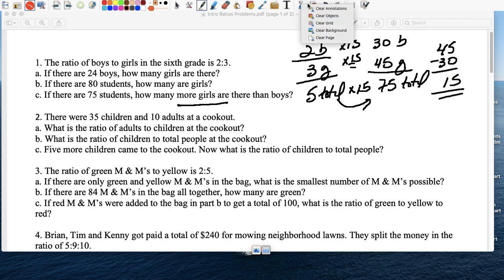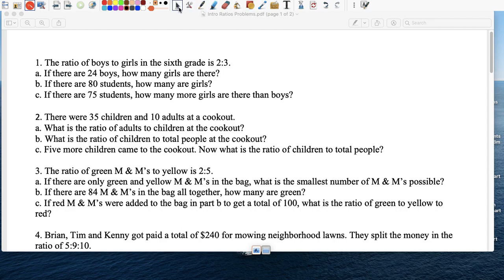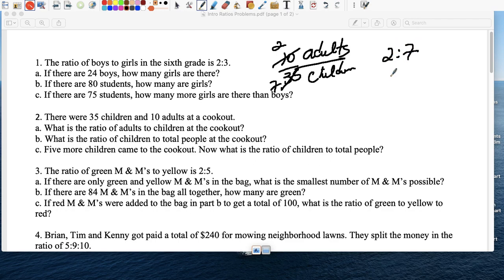Okay. So nothing new, nothing crazy here. Just simple, call it a refresher of your 6th grade ratio problems. 35 children, 10 adults at a cookout. What's the ratio of adults to children? So, ratio of adults to children. And I prefer the fraction, so I'll write 10 to 35. You should simplify this. And if you do simplify, divide this by 5 is 2, and that by 5 is 7. So the final answer, the ratio should be 2 to 7.